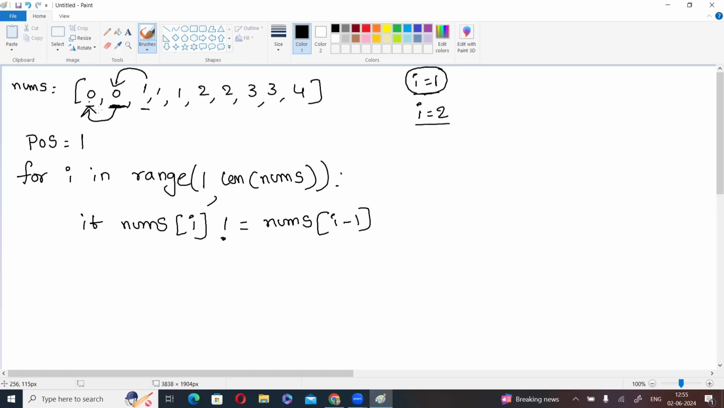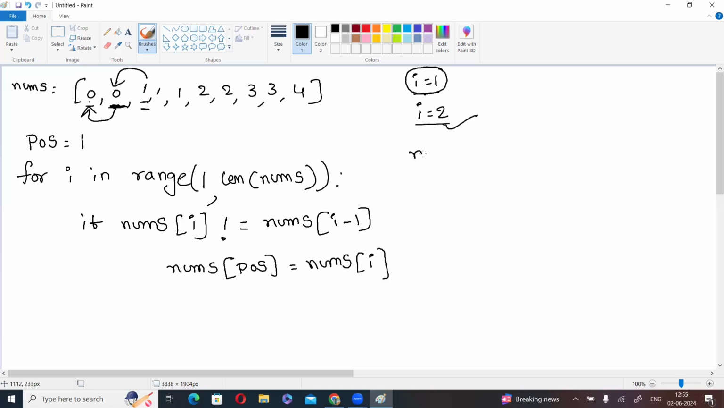So 0 not equal to 0, condition false, I am not doing anything. In the next iteration, I is equal to 2. So nums of I, that is 1, is not equal to 0. Yes, 1 is not equal to the previous element. Then observe what I am doing. Nums of position is equal to nums of I.